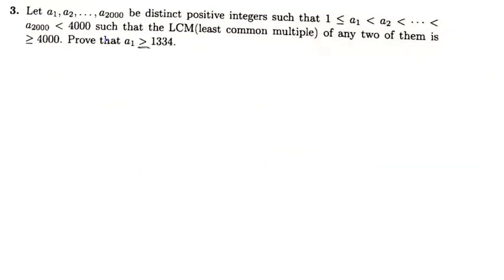Okay, for this problem, there is an important idea that we write each number ai as 2 to the power of, for example, alpha i, times ri, where ri is odd.